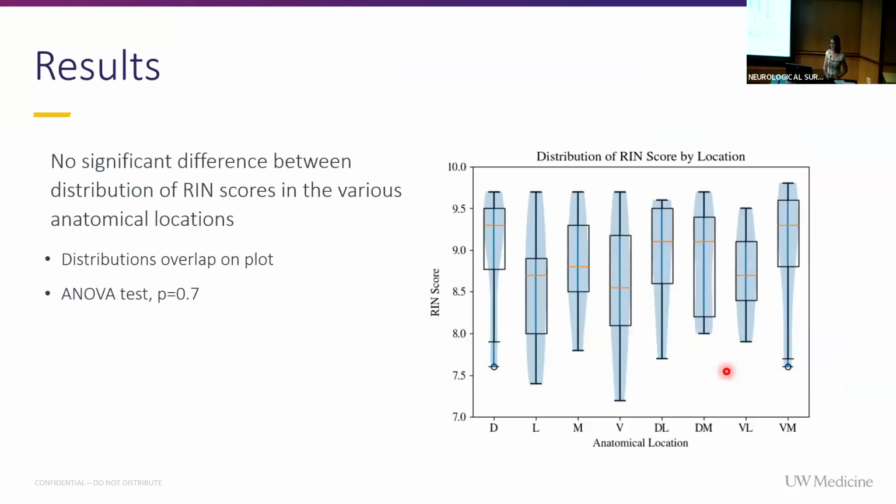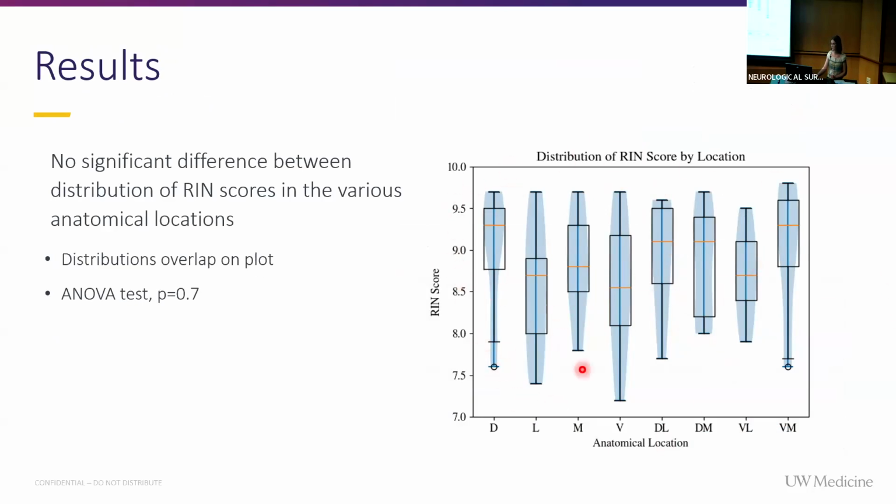Moving on to results, the most important part. So we took those 85 data points and we did some statistical analysis using Python because I learned how to code this summer, really exciting. It's actually pretty fun. And we found this. So there's no significant difference between the distribution of RIN scores in the various anatomical locations. And you can tell that visually through the plot.